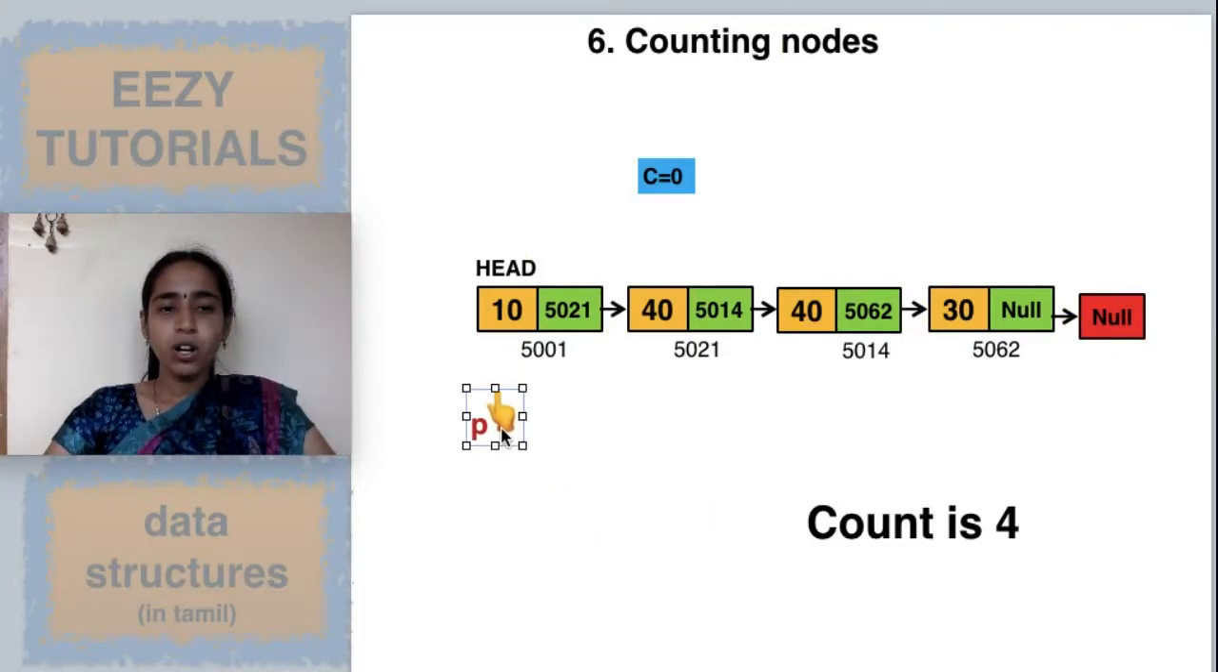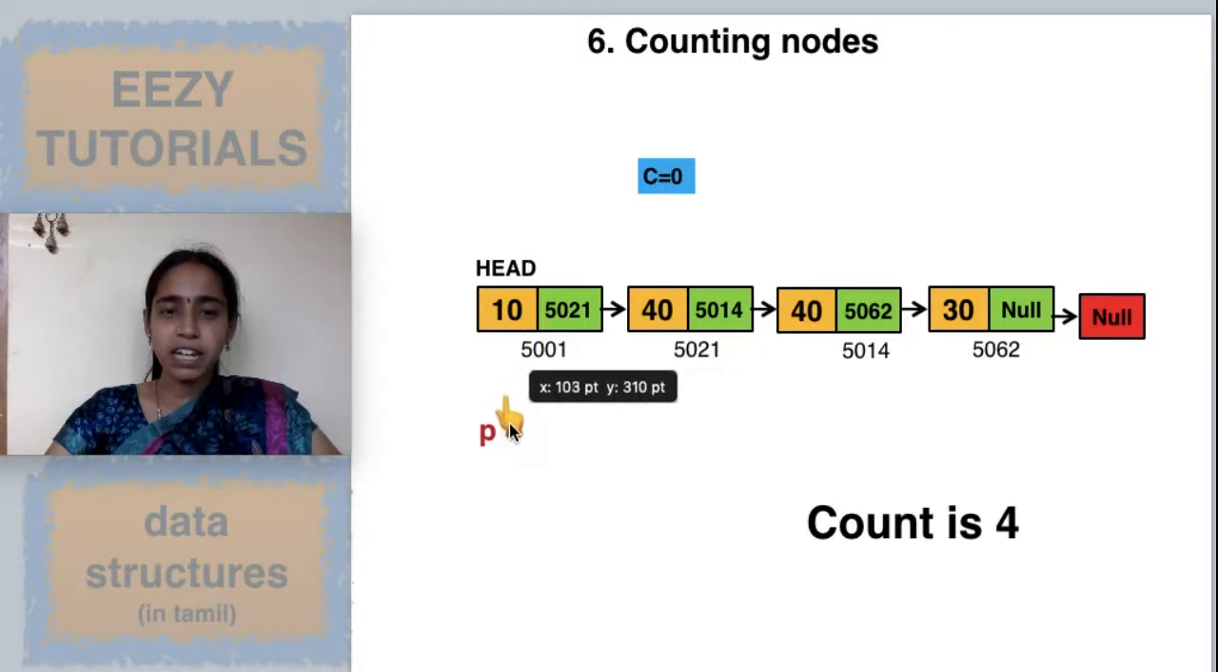Now we'll see how we do this logically. I have a variable C for counting 1, 2, 3. I'm initializing it to 0. This is my first step. Now I have a pointer variable P and I'm making it point to the head position, because the singly linked list starts only at the head position. So P is pointing towards head. Now I'm going to start the counting. C equal to 0 was initialized.